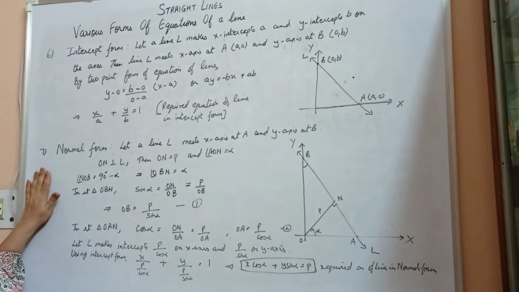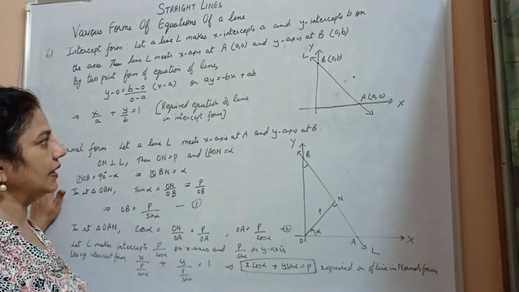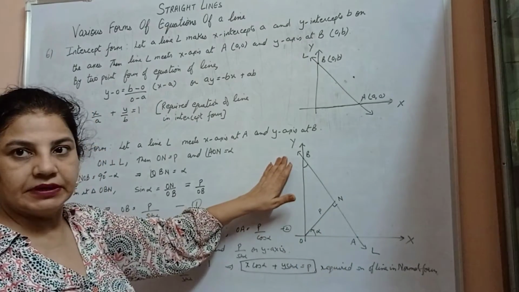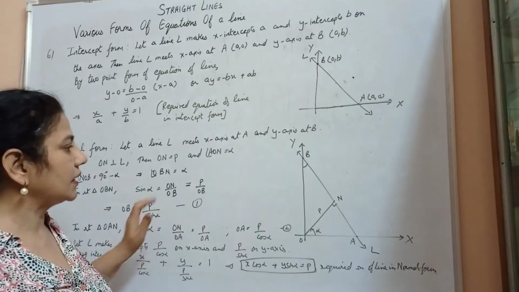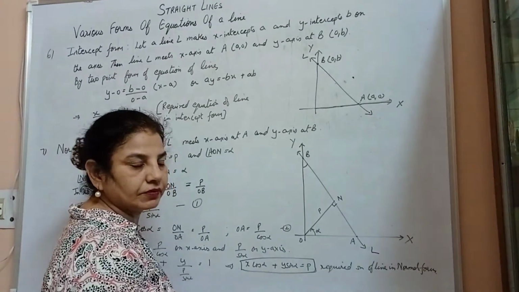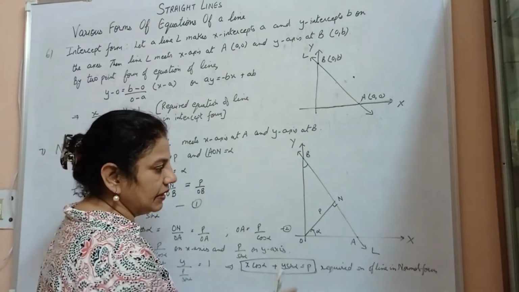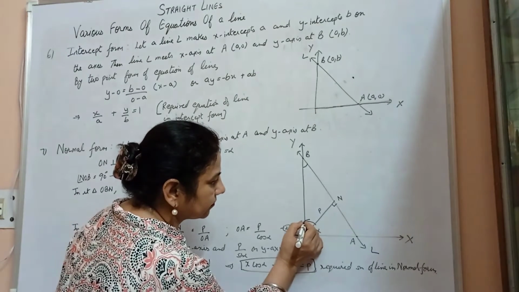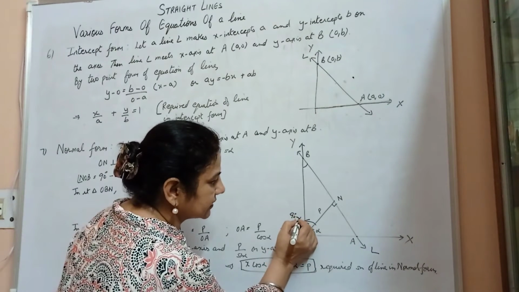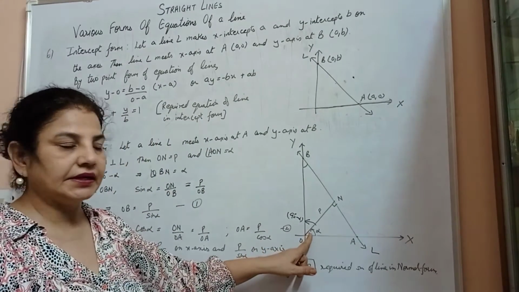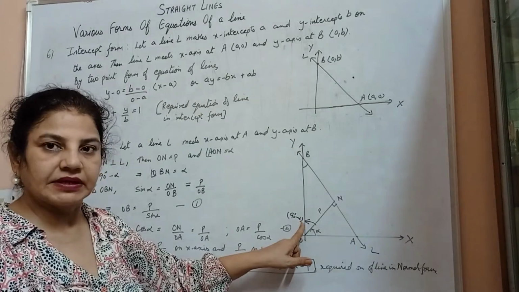Normal form. Again, let L be a line that meets the x-axis at A and the y-axis at B. Then we draw a perpendicular ON to AB on the line L, making an angle alpha. If this angle is alpha, then this angle is 90 degrees minus alpha, because they are intersecting and these are 90 degrees.